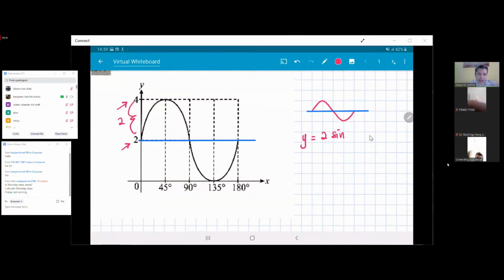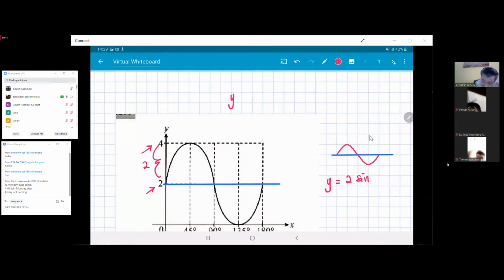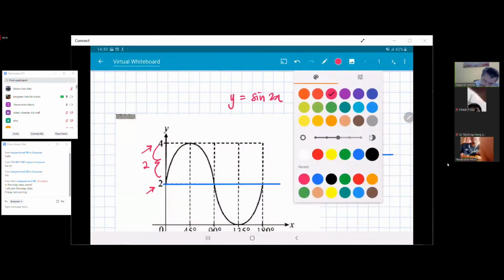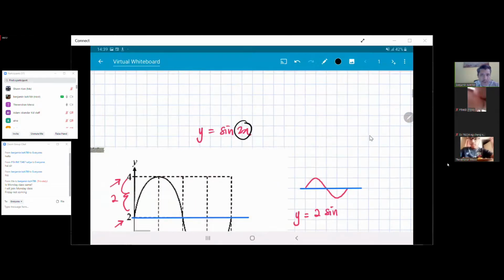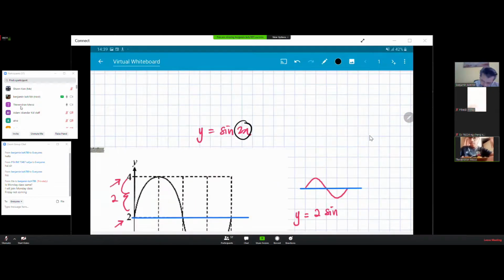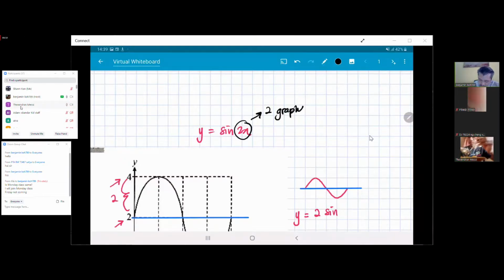Because remember I told you last week, kalau for example y equal to sine 2x. Kalau sine 2x, this means, right, we are talking about two waves or two graphs. This means two graphs. Okay, dual graph, but it's always measured up to 360. Okay, always measured until 360 degrees.